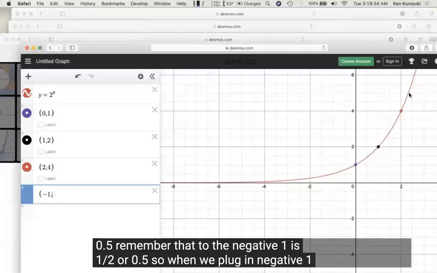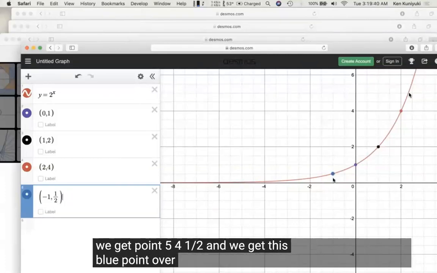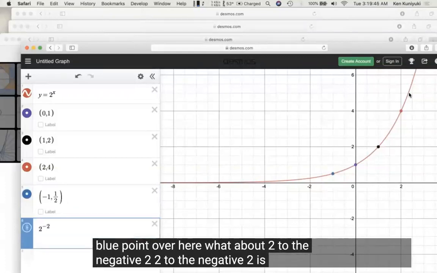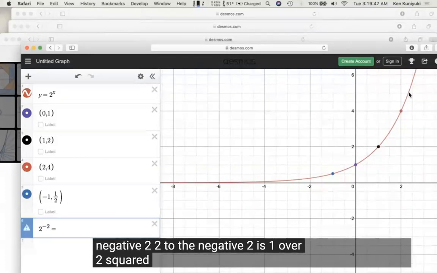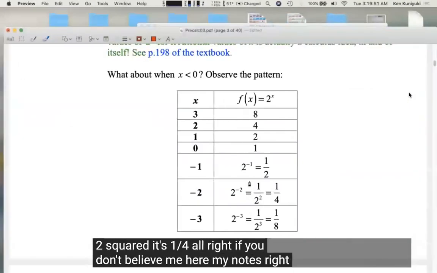So when we plug in negative 1, we get 0.5 or 1/2. And we get this blue point over here. What about 2 to the negative 2? 2 to the negative 2 is 1 over 2 squared. It's 1/4, right? If you don't believe me, here are my notes.